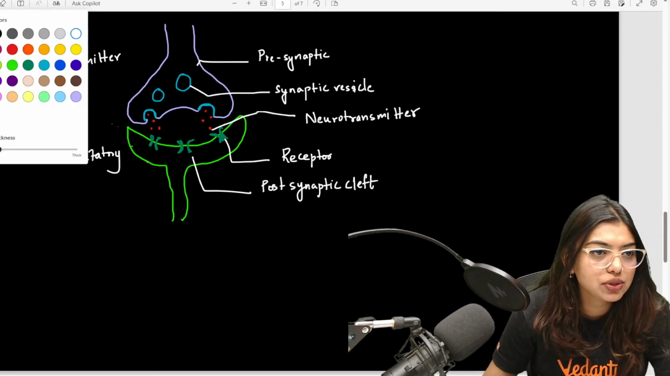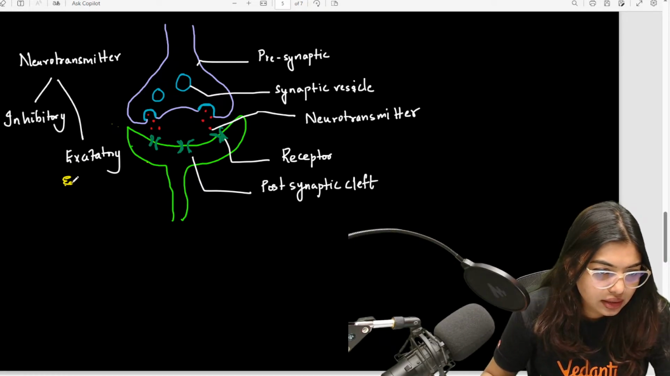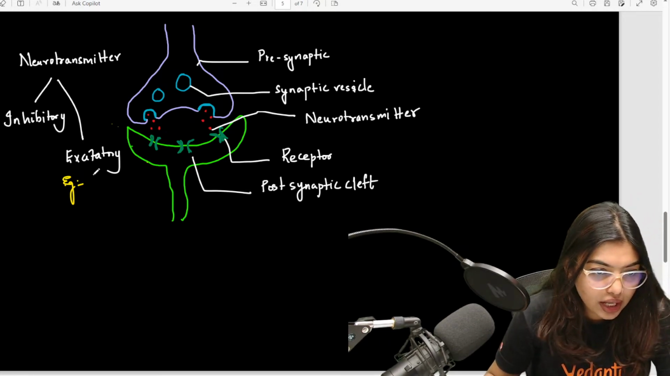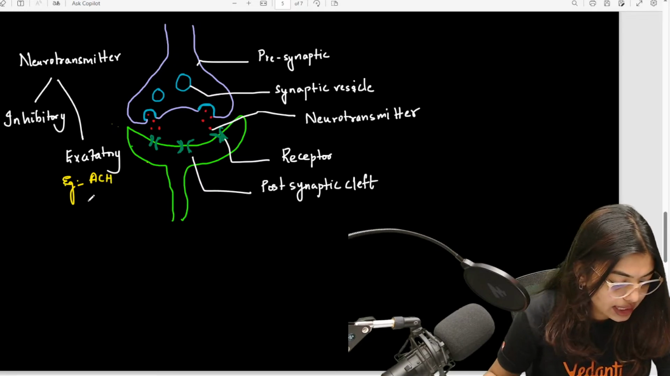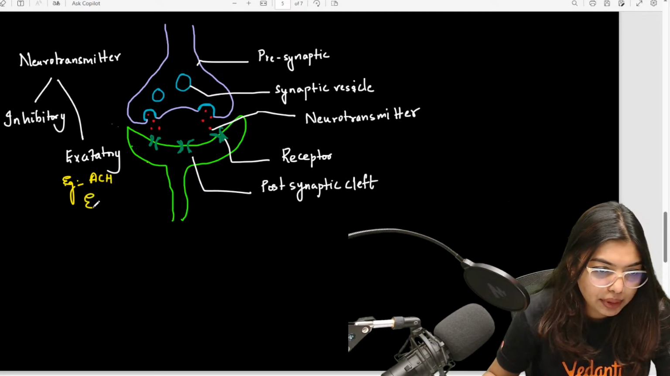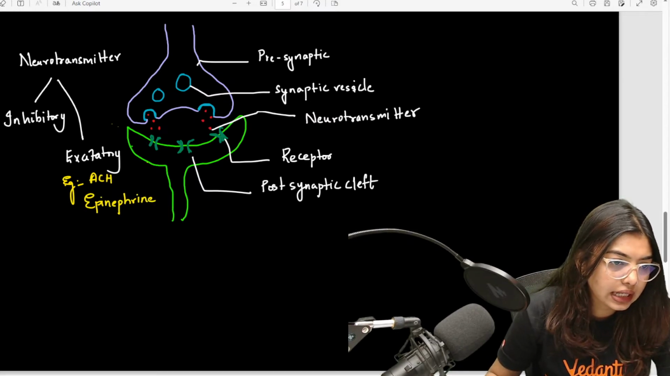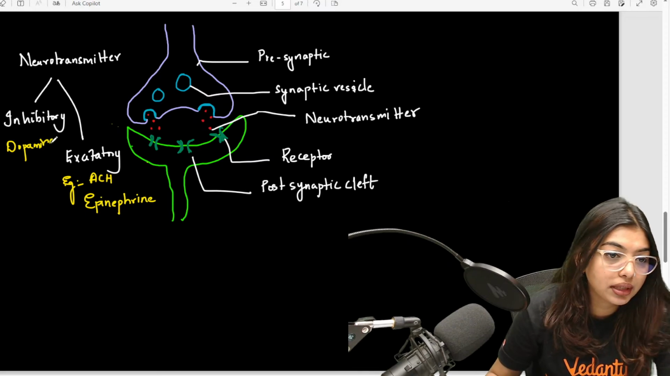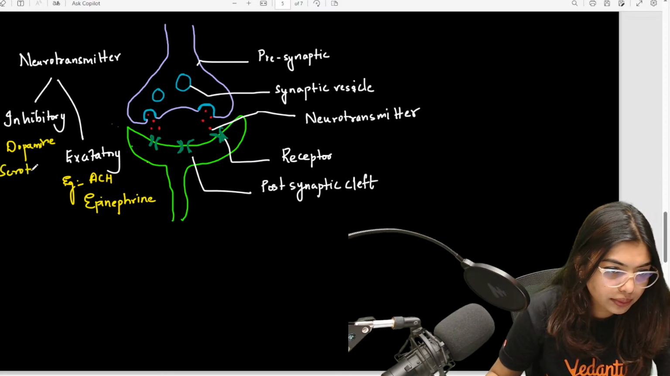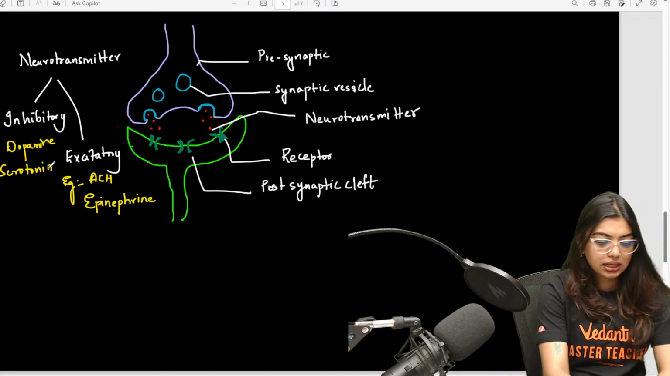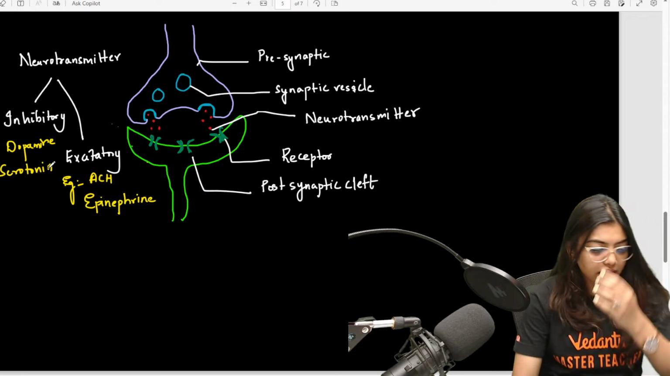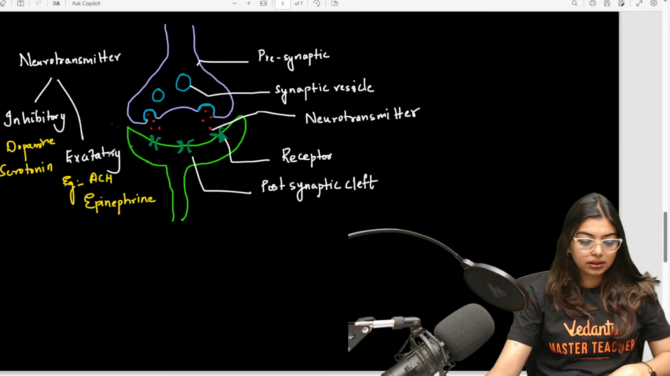If you want, I'll give you some examples of excitatory ones. It means which one is going to continue the reaction and which one is going to stop the reaction. Acetylcholine, ACh, and epinephrine: these two examples you can remember. For inhibitory ones, students, you can remember dopamine, serotonin, and GABA also. Okay, done. So far good?